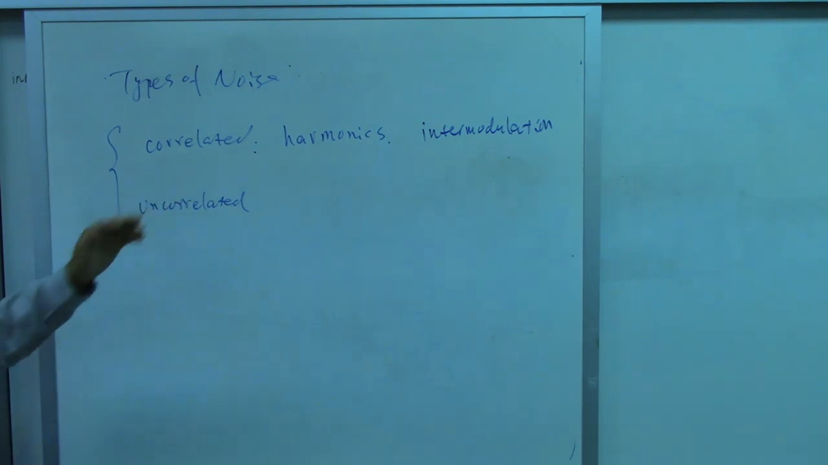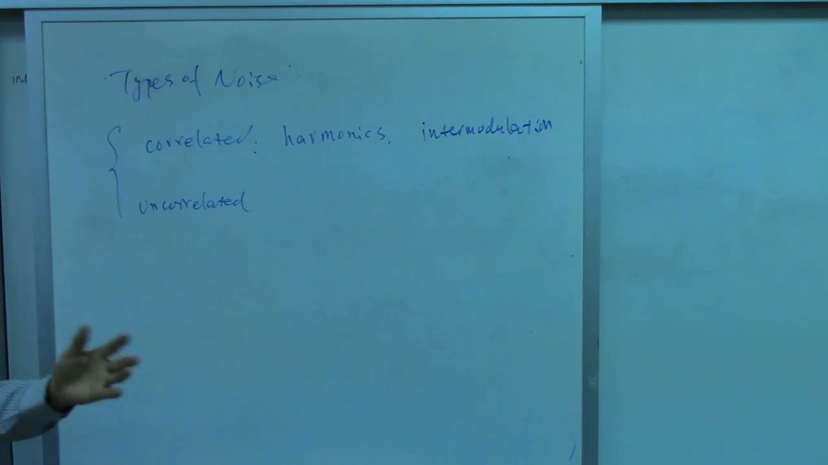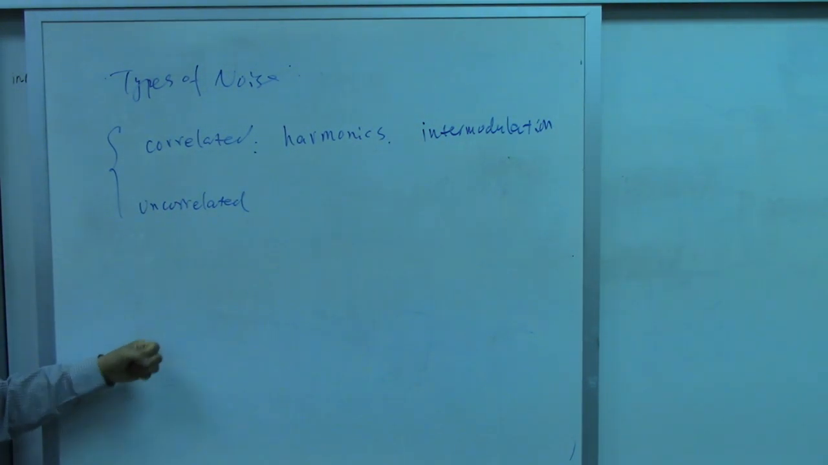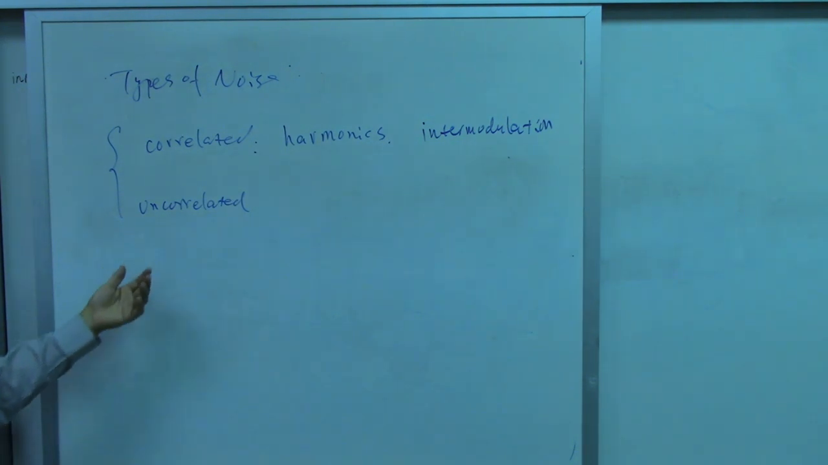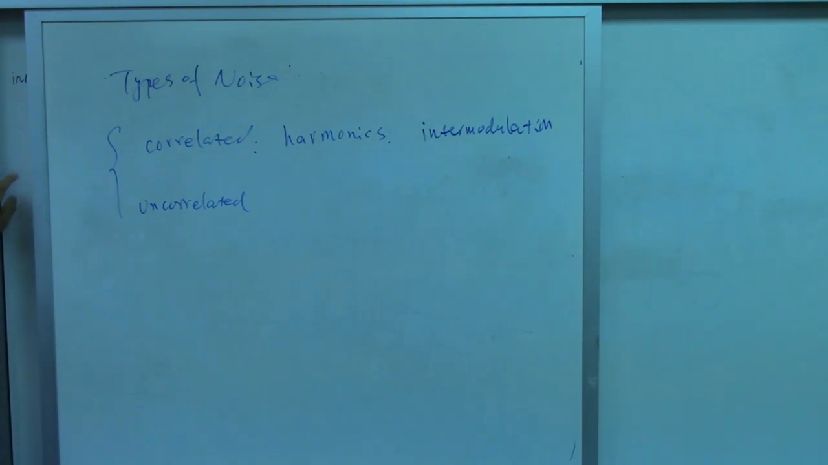Uncorrelated noise is very easy to understand. For example, we are communicating here, then this is noise from external man-made noise or atmospheric noise. So we do not discuss a lot of details here.